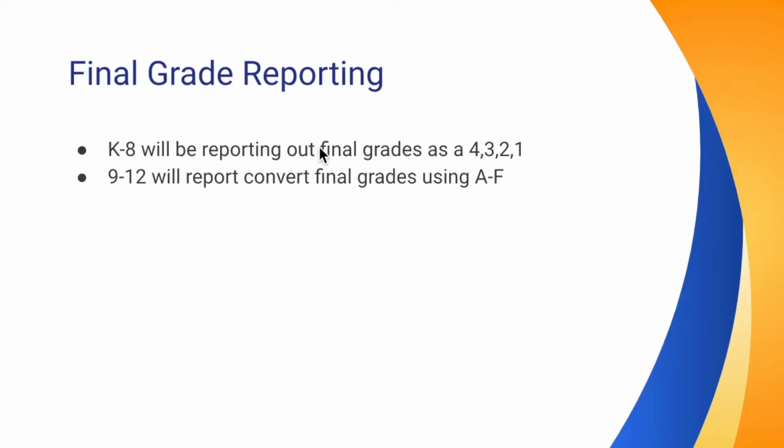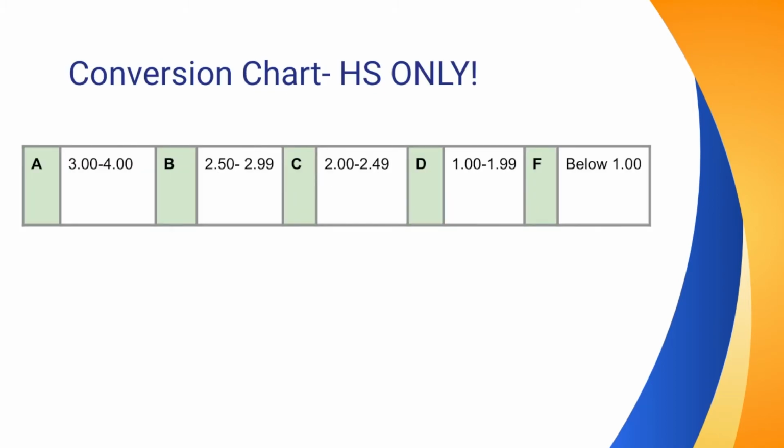Our middle school will be reporting their final grades as a 4, 3, 2, 1. Our 9th through 12th graders will report their final grades using A through F. When we're looking at this for a conversion chart, our 3.0 to a 4.0 is an A. So when we're looking at our grades in Canvas and we have a 3, that is an A. Anywhere between that 3 and a 4. Remember that in high school we are averaging those categories together, so as long as it falls within that range of a 3 or a 4, that's an A.